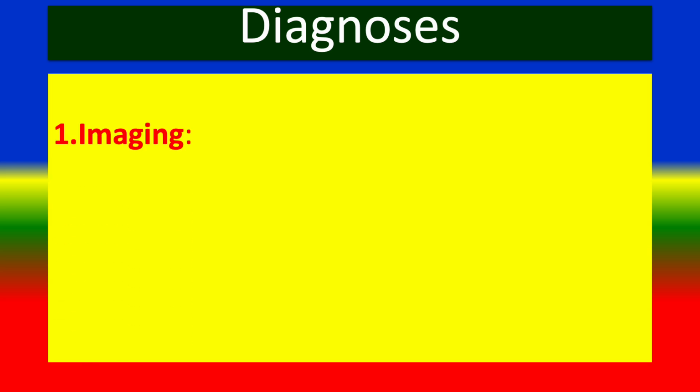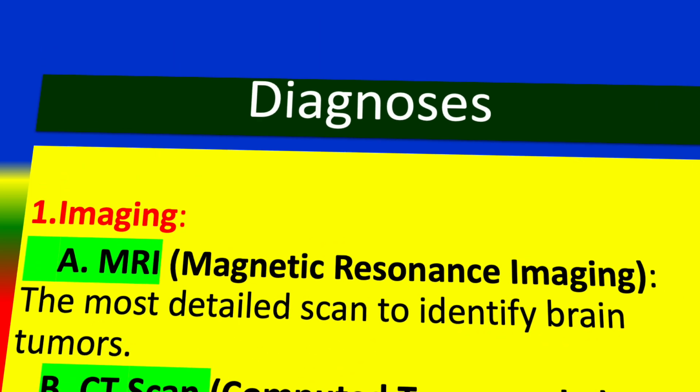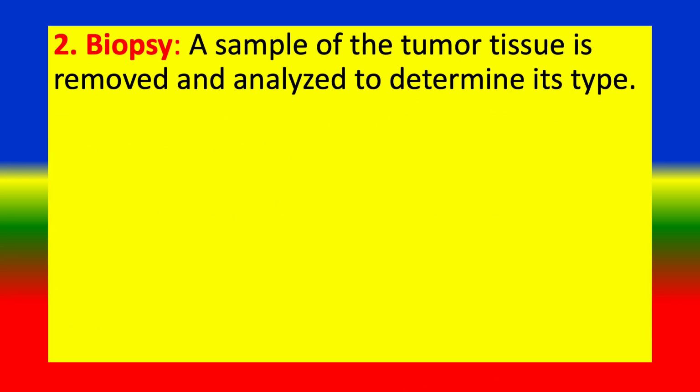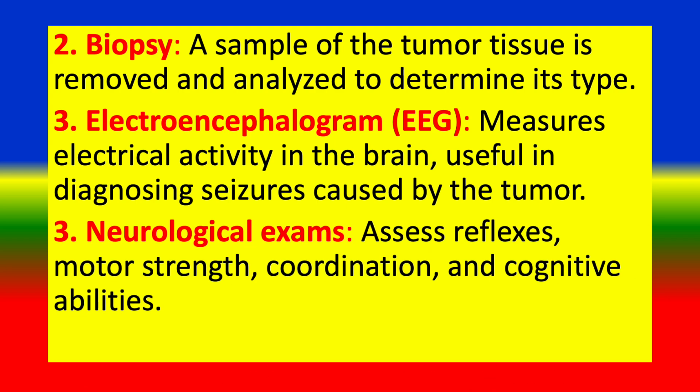Diagnosis. 1. Imaging. A. MRI, magnetic resonance imaging, the most detailed scan to identify brain tumors. B. CT scan, computed tomography, often used in emergencies to detect tumors. 2. Biopsy. A sample of the tumor tissue is removed and analyzed to determine its type. 3. Electroencephalogram, EEG, measures electrical activity in the brain, useful in diagnosing seizures caused by tumors. 4. Neurological exams assess reflexes, motor strength, coordination, and cognitive abilities.